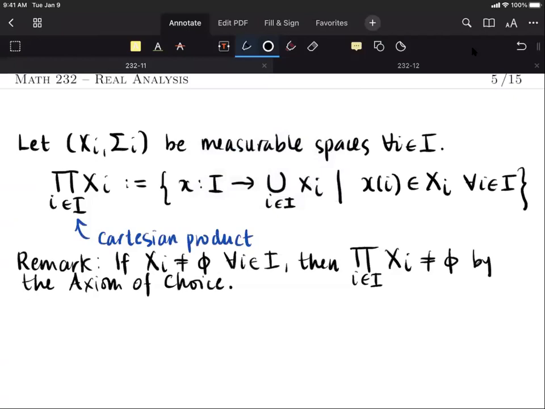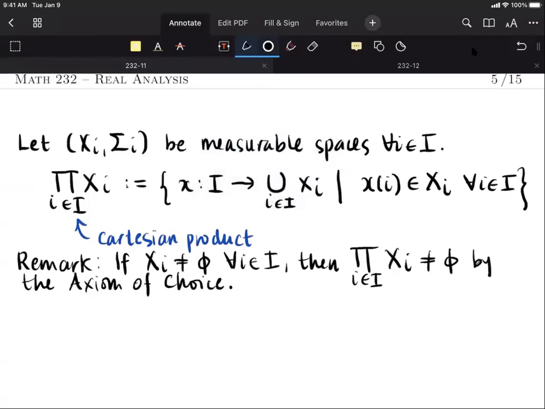Okay, so there's a function from the index set to the union. In fact, it can be shown that the axiom of choice, as we have seen here, implies the non-emptiness of the Cartesian product. In fact, they are equivalent. And sometimes this is called the axiom of products, meaning the first statement here.